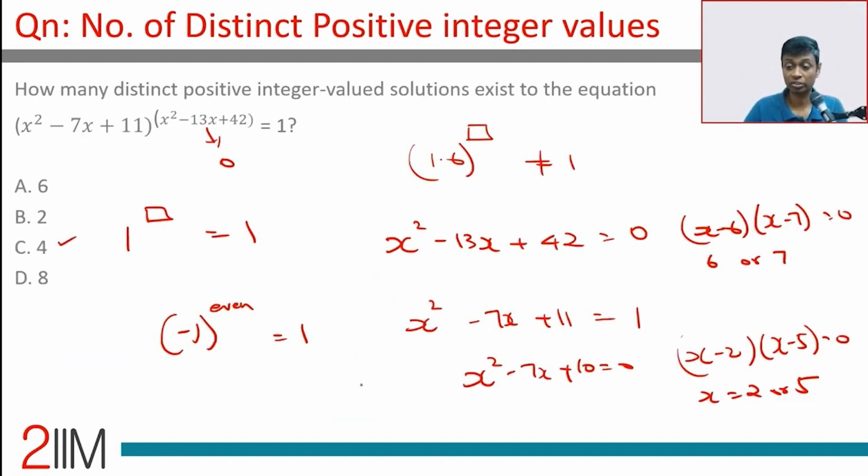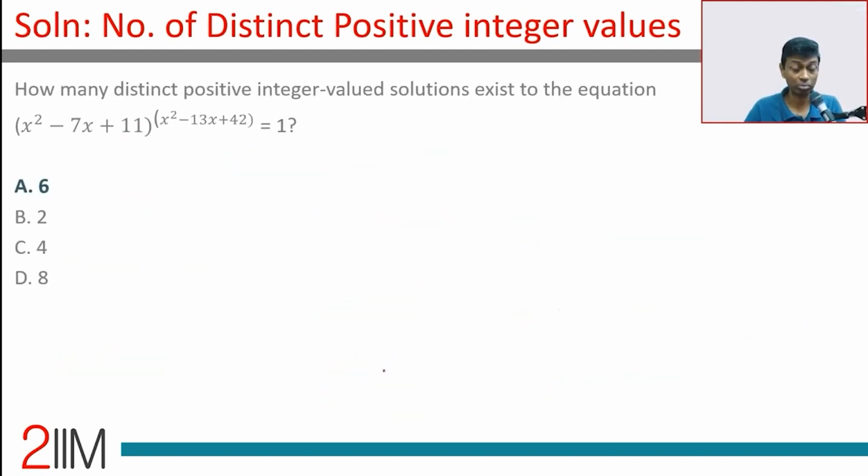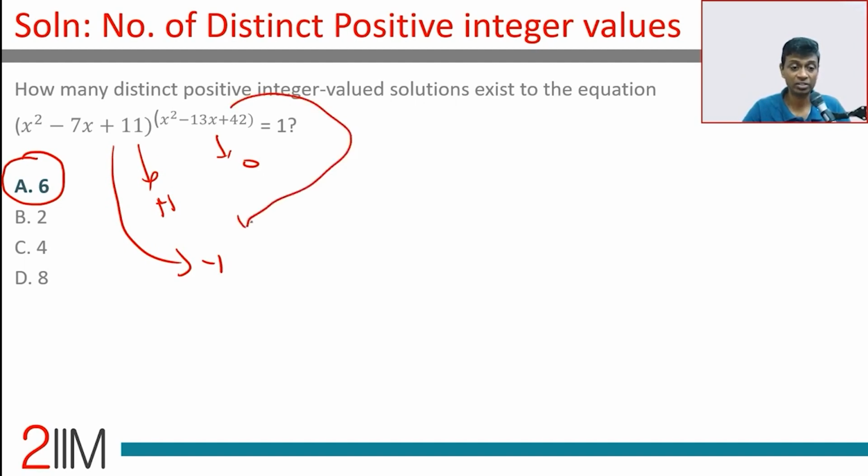So 2 and 5 could work. 6 and 7 could work. 3 and 4 could work. Or there are 6 possible values. I missed this one and I got 4 because I completely forgot the minus 1 power 4 thing. So beautiful question. You'll have to worry about this going to 0, this going to plus 1, this going to minus 1 in the time when this is an even number.